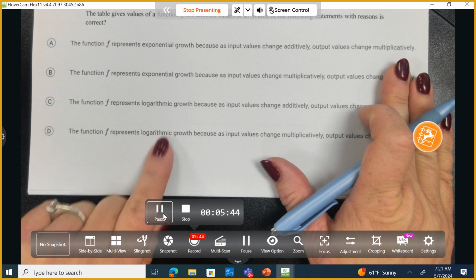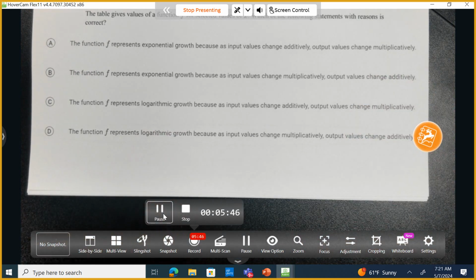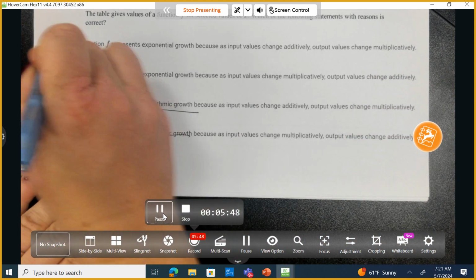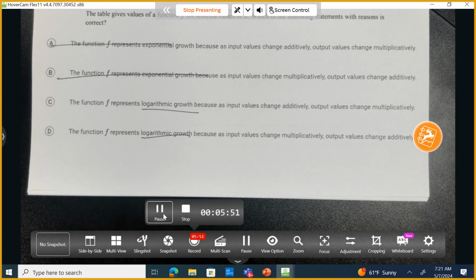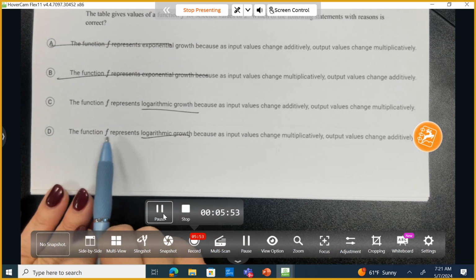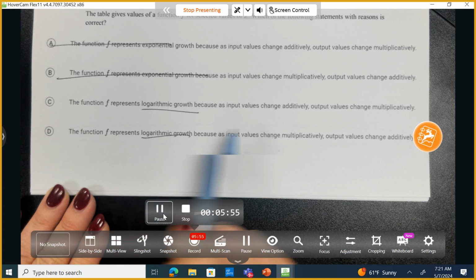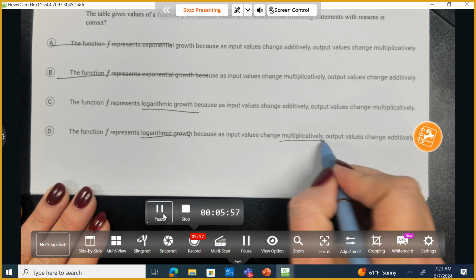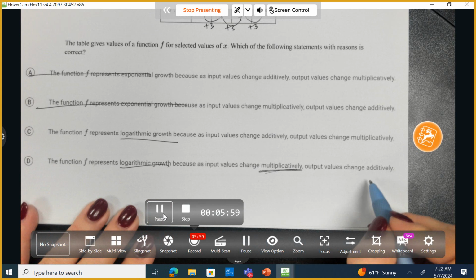So now I'm looking down below at these two, but you have to know the reasoning. So I have a 50% chance of getting this right. And in this case, the correct answer is the function f represents a log growth because the input values change by multiplying and the output values change.